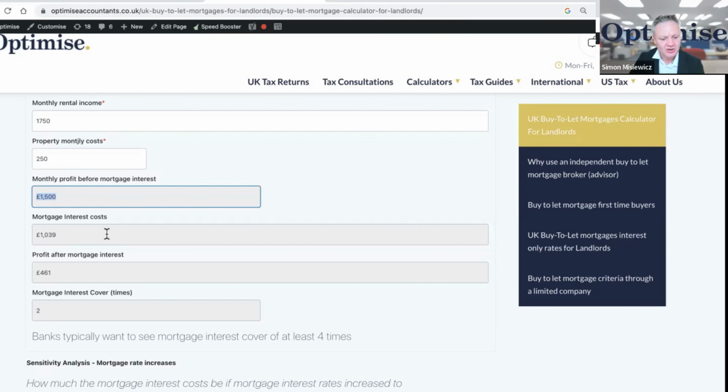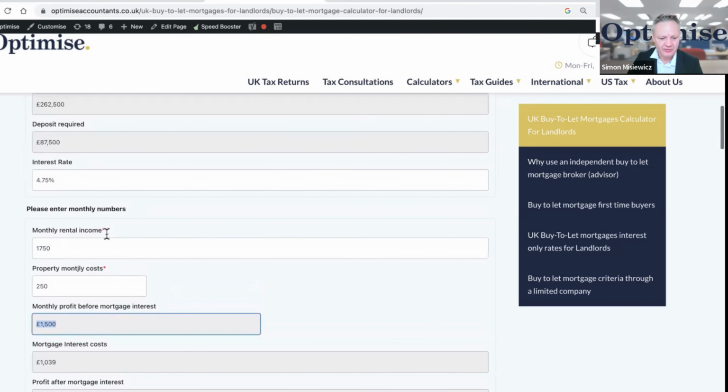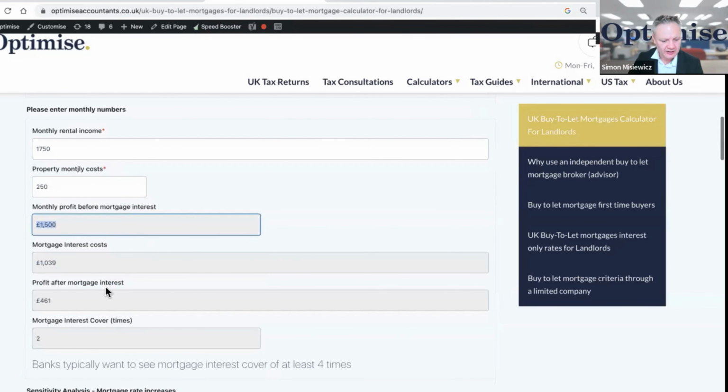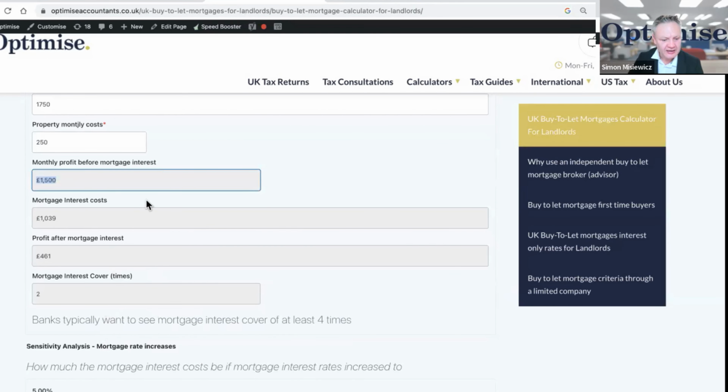The mortgage interest cost is a whopping £1,039 in this example. And the reason for that is because it's a property value of £350,000, let's not forget. So that's quite high at 1039. Profit after mortgage interest is 461. What we're saying is mortgage interest cover, the times, is basically saying, well, how many times can it cover the monthly profit before the mortgage interest cost against the mortgage interest cost of 1039? And you're probably thinking, well, it's not exactly 2 times, is it? But it's doing some roundings, okay? So it's just getting you a close figure.